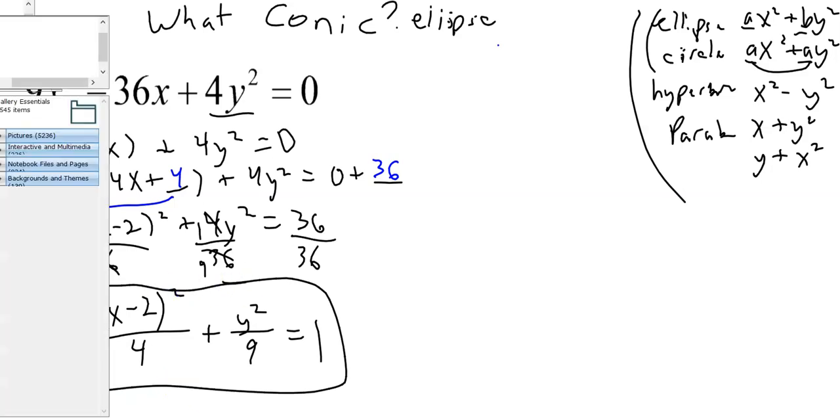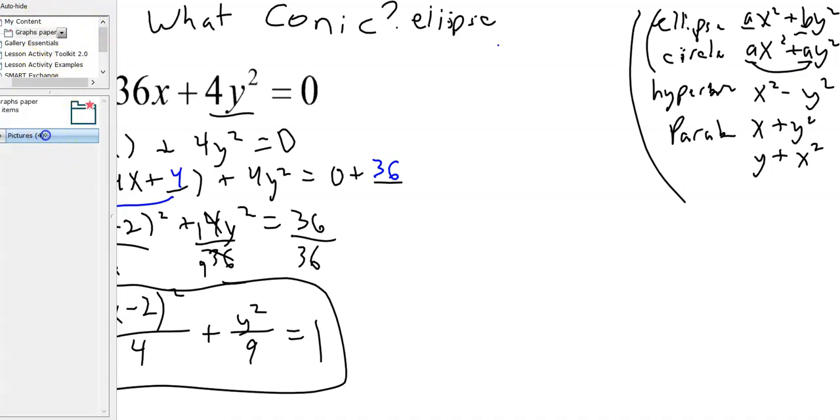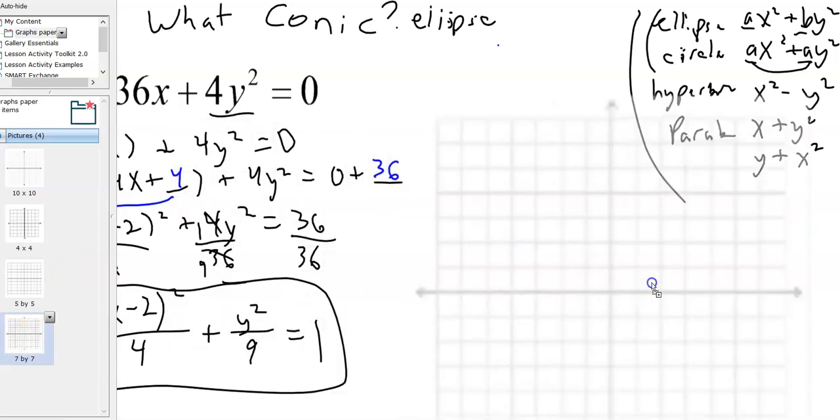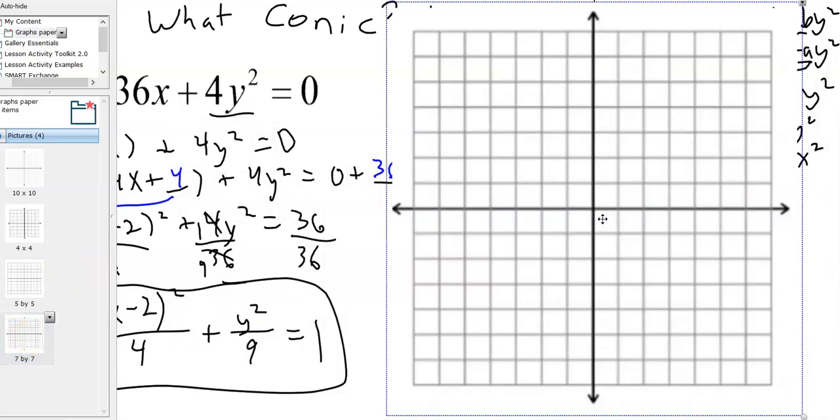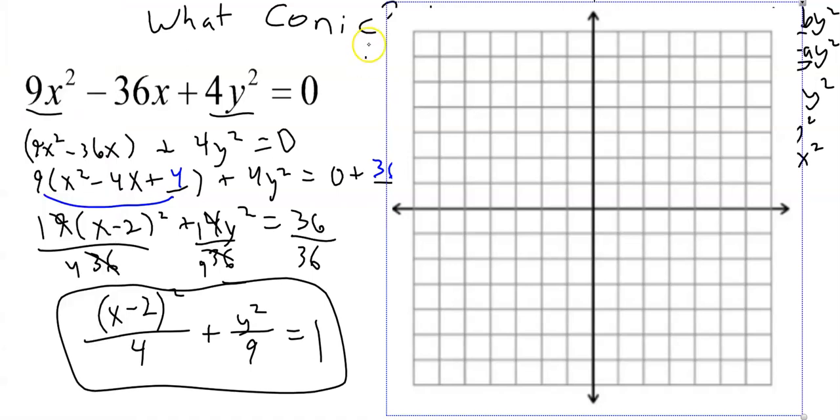Okay, so let's get a graph going here. If we're going to graph this, the next step is we've got to identify the center. It's helpful sometimes to write that out. So h comma k is the center. That would be positive 2 comma 0. So 2 comma 0 is our center. Everything kind of flows from there.